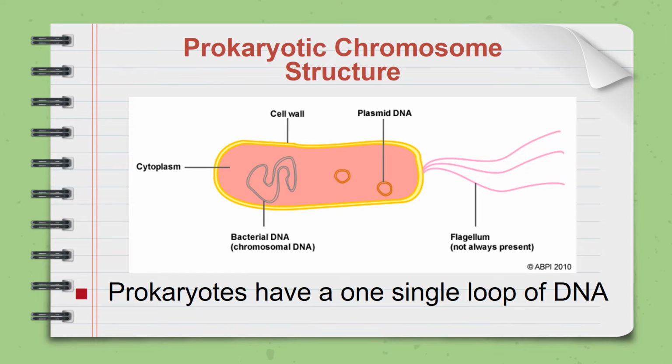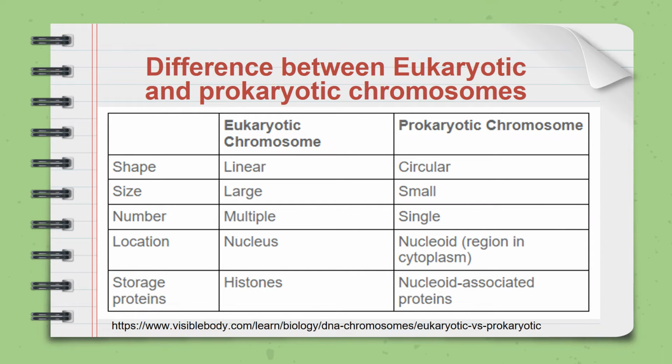And this is also the structure of a prokaryotic chromosome. The prokaryotes have a single loop of DNA. They don't have a true nucleus. So what are the differences between eukaryotic and prokaryotic chromosomes?